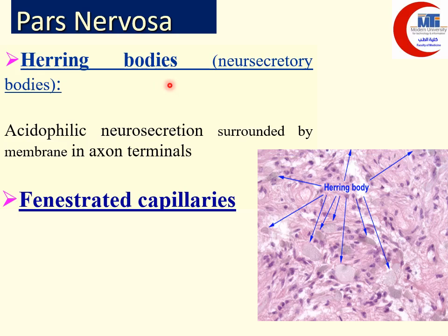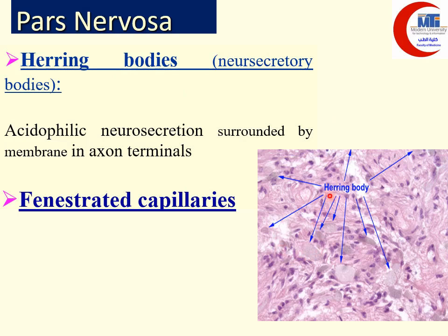Herring bodies or neurosecretory bodies. This is an acidophilic neurosecretion surrounded by membrane in the axon terminal. The antidiuretic hormone and oxytocin are secreted from the supraoptic and paraventricular nuclei in the hypothalamus and pass through the axons or hypothalamo-hypophyseal tract to reach the pars nervosa and are stored in the axon terminal in the form of these bodies, Herring bodies.